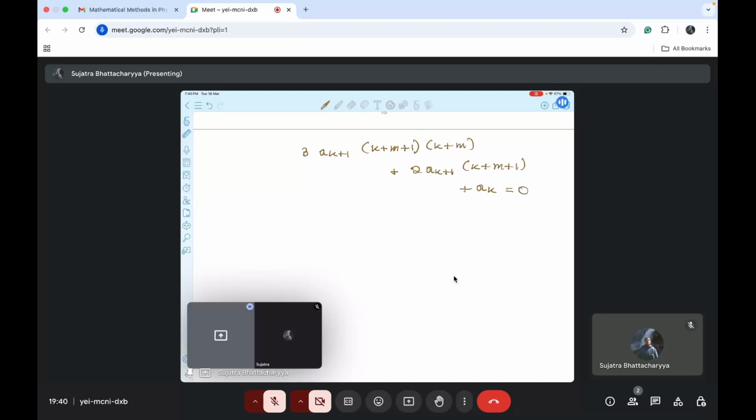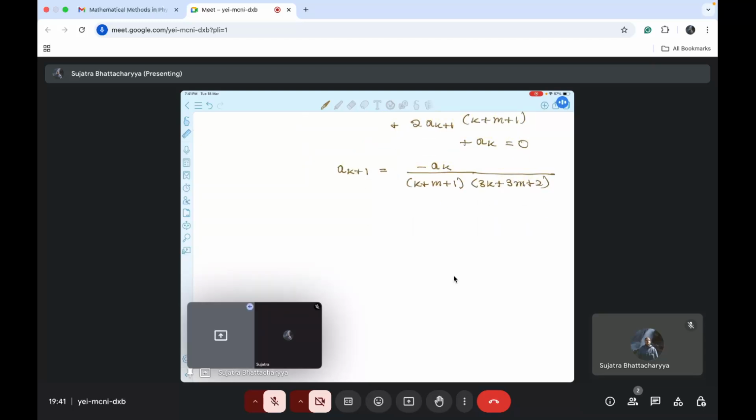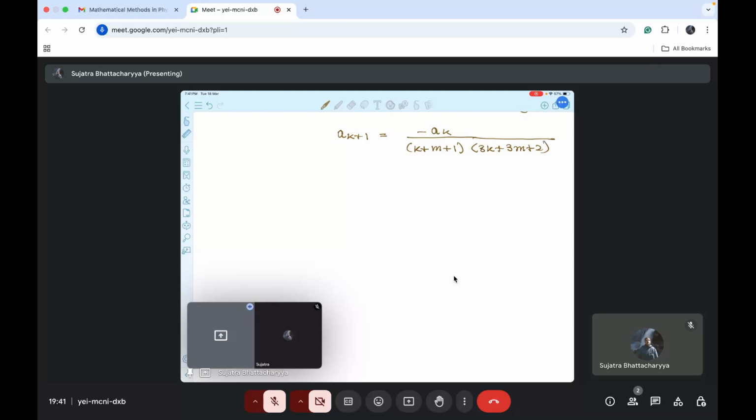So after solving everything, you can reduce this to a_{k+1} minus a_k divided by (k+m+1)(3k+3m+2). Alright, so this we can find. Now, what we will do is that there are two sets of solutions. So let's do it for m is equal to 0. So a_{k+1} for m is equal to 0 becomes minus a_k, and you can see it is (k+1) and (3k+2).